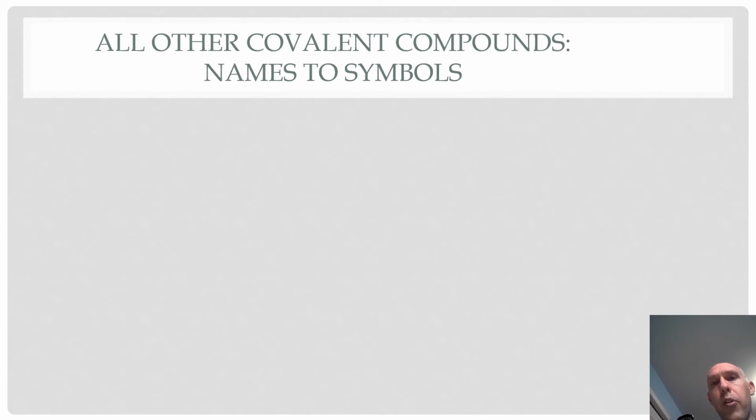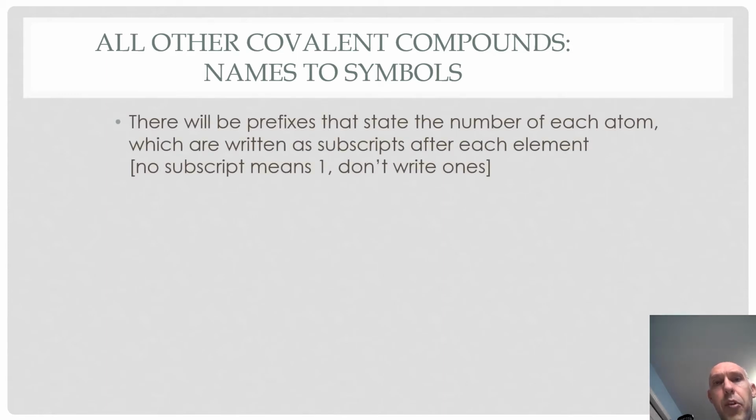All right, so for all of our other covalent compounds, when we start with the name and write the symbol, there are going to be some prefixes that state the number of each atom. If you don't see a prefix, that means 1. These prefixes tell us which number to write, but the number we write is a subscript after the element, which is going to seem a little weird because a prefix goes on the front of the word and the number showing how many atoms there are comes after the symbol. So we're going to have to keep that straight. And if the prefix is for 1, we don't write 1s. If there's no prefix, we still don't write 1s.